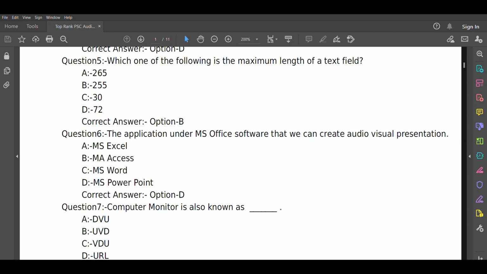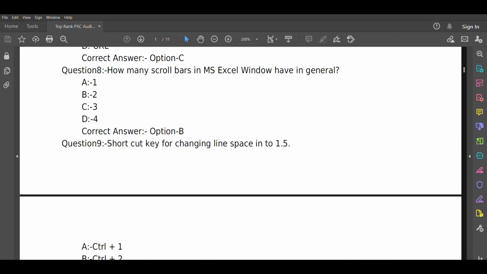Which one of the following is the maximum length of a text field? 255. The application under MS Office software with which we can create an audio visual presentation: MS PowerPoint. Computer monitor is also known as VDU. How many scroll bars does an MS Excel window have in general? 2.